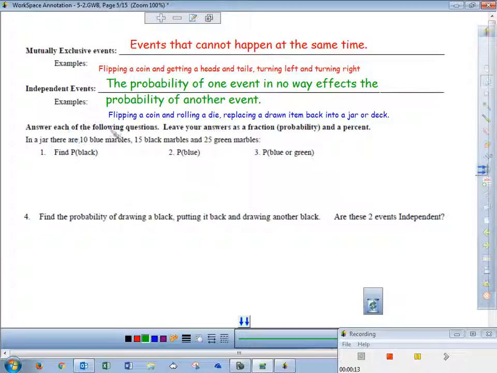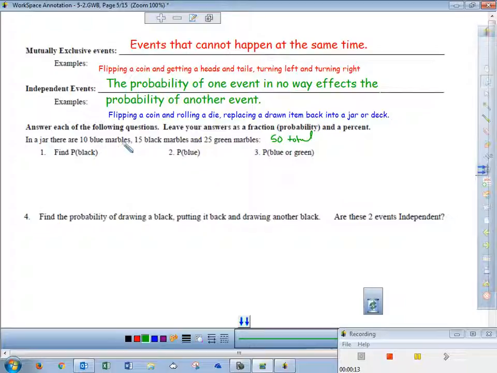So answer the following questions. Leave your answers as a fraction, which is like a probability, and a percent. So in a jar, there's 10 blue marbles, 15 black marbles, and 25 green marbles. Well, let's figure out the total of those real quick by adding those together. 10 and 15 is 25, another 25, so there's 50 total. They say find the probability of a black. P is just a little shorthand for probability. Find the probability of black.